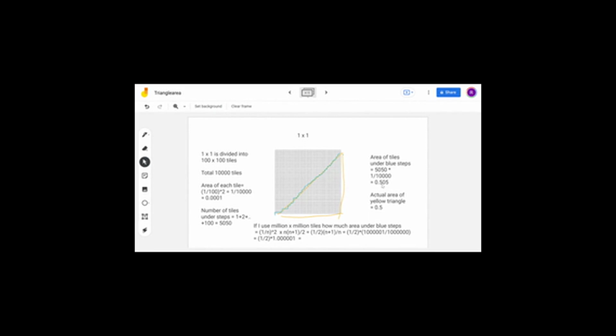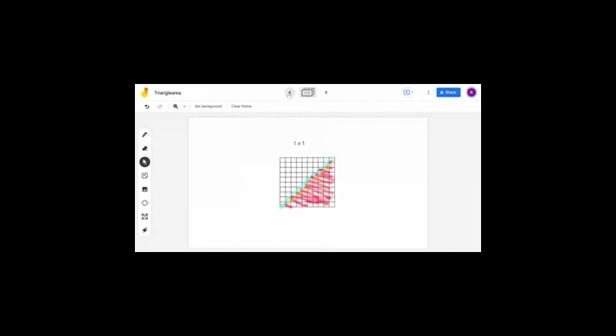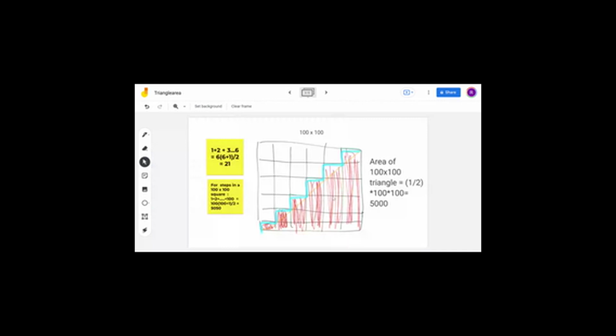Now, is this exactly the area of the triangle or is it approximate? Approximately, sir. Why is it approximate and not exact? Why is it coming out to be more than the area of the triangle?